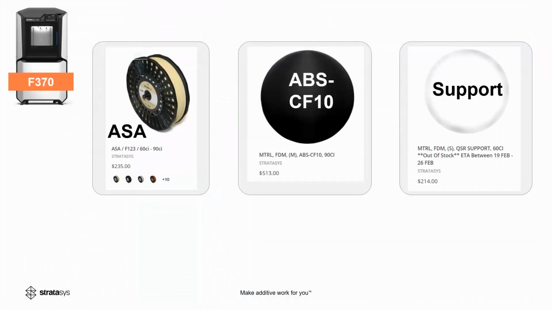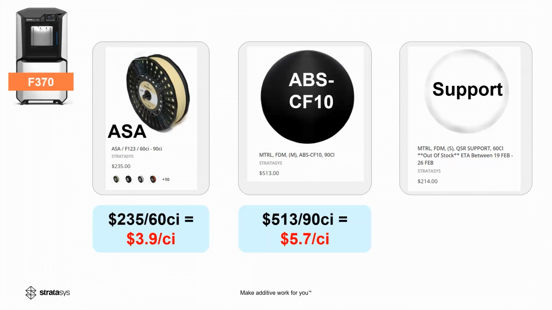Here's an example for the F370. I just looked these prices up online. They'll vary by your region of the world and your reseller, and if you're an educational customer or not. But I just looked up the price of the spool online and divided by the capacity of the spool, and you'll see that ASA is about $4 per cubic inch. The carbon fiber ABS is about $5.7 per cubic inch, and the support material for both is about $3.6 per cubic inch. So those are the numbers we're going to use.